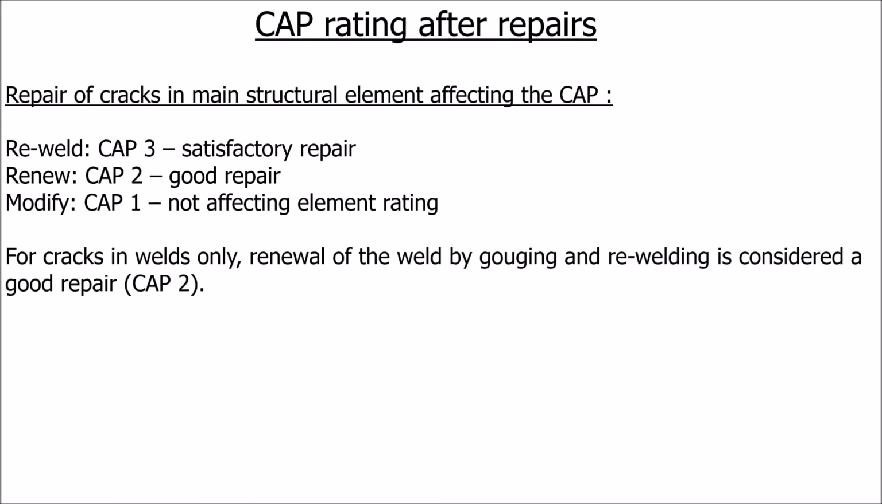So for cracks in welds only, renewal of a weld by gouging and re-welding is considered a good repair. If it's just the weld that has cracked, you can just remove the material of the old weld and some centimeters around it, and you can re-weld. You can get CAP 2 for that one.